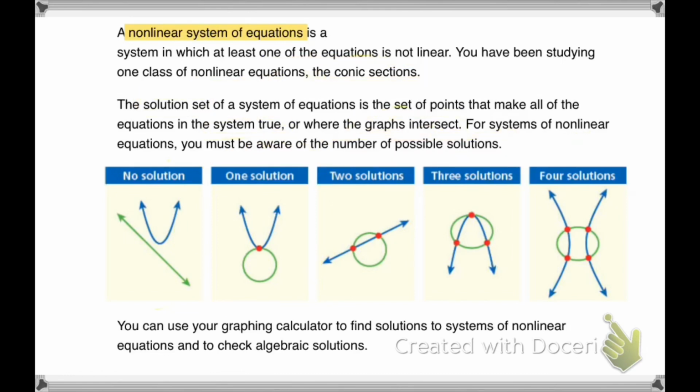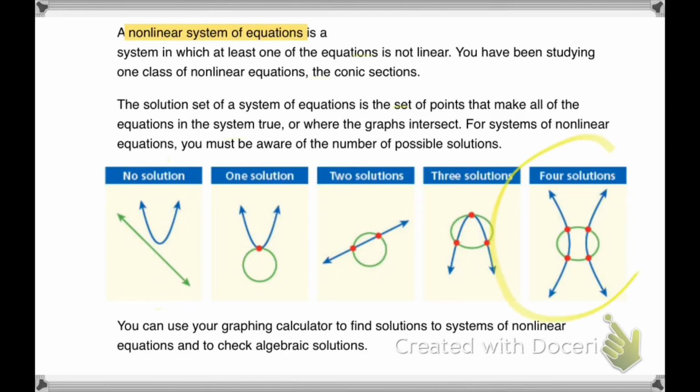Now, here we have a circle. We have a line going through the circle. So since we have the circle and the line going through it, we have 2 points of intersection. So we'd have two solutions. On our fourth option here, we have, let's see, looks like an ellipse. We have a parabola, and we have 1, 2, 3 points of intersection, so we'd have 3 solutions.